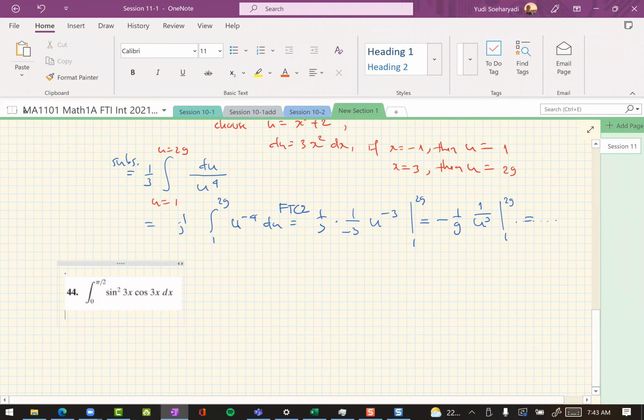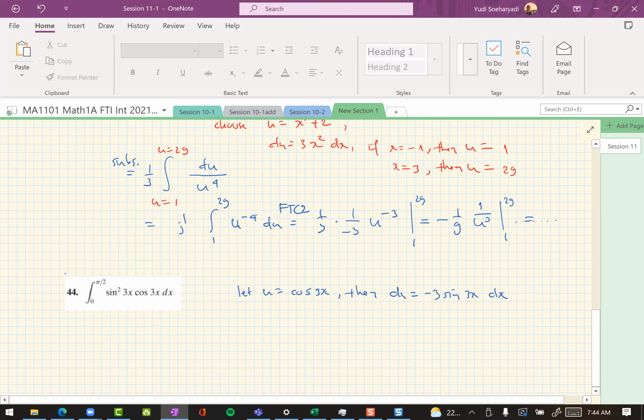All right, so we have here these two choices. Would you choose cosine or sine here? We choose this one. Both might work. Let's let u be, for example, cosine. Okay, then du is the derivative of cosine, with a negative sign, so negative 3 sine 3x dx.